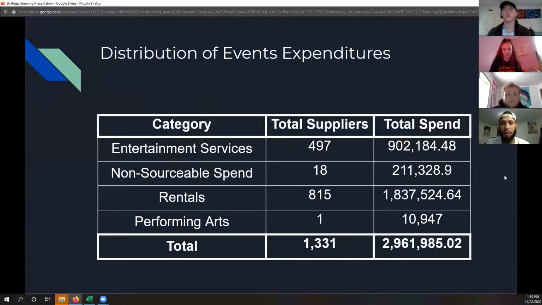All right, so we put everything in a table here for you to see our total spend, our total suppliers, and the outlook over that. As you can see, we split them up into 4 categories: entertainment services, non-sourceable spend, rentals, and performing arts.